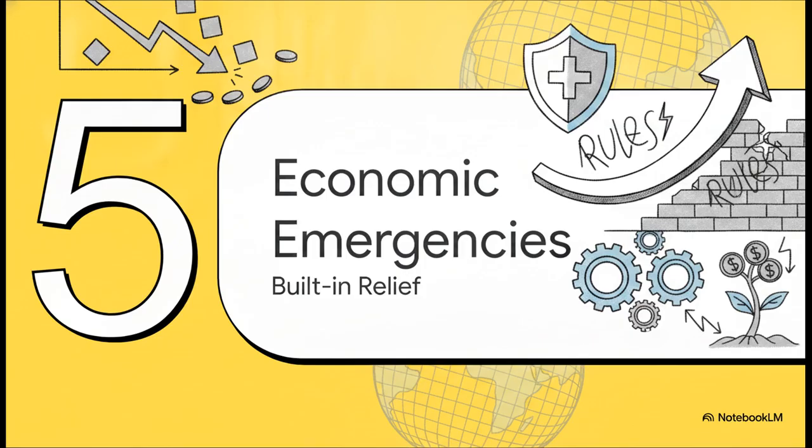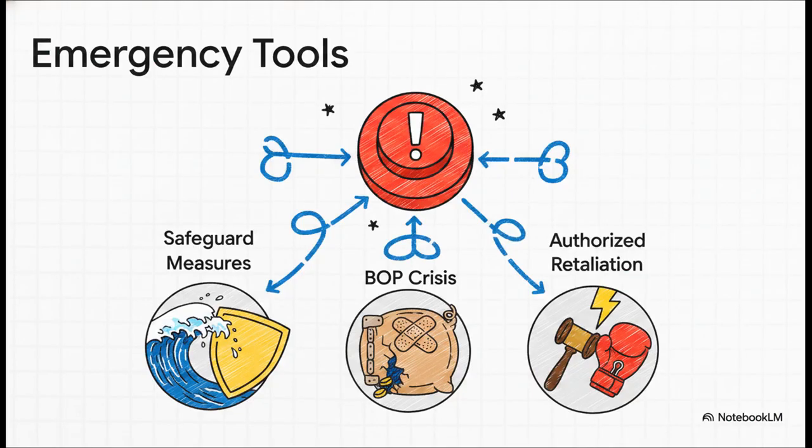Let's turn to Section 5, Handling Economic Emergencies. Now, the system isn't completely merciless, right? It actually has built-in panic buttons or relief valves. There are three main emergency tools we need to know. First, safeguard measures. If an unforeseen, sudden surge of imports threatens to completely wipe out a domestic industry, a country can hit pause and temporarily raise tariffs just to survive.